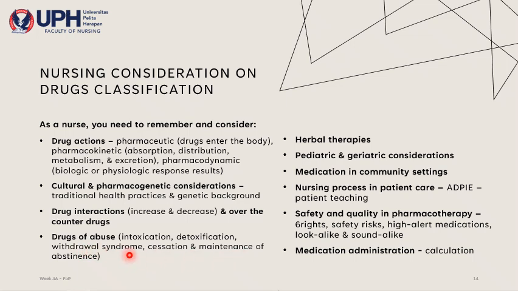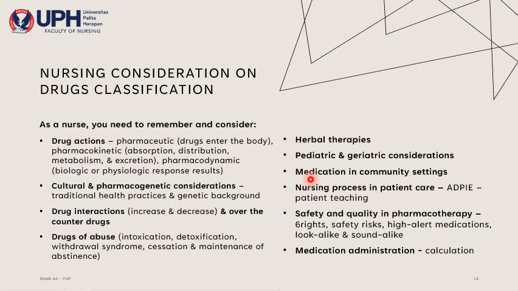the abstinence. You as a nurse also need to consider if your patient is very used to herbal therapies, as well as when you are handling pediatric patients, you have to always adjust the dose. You'll learn more in pediatric nursing about adjusting the pediatric dose, as well as what to do with the pediatric patients. And also, if you're handling geriatric patients, you'll also learn this in geriatric nursing in the future. But then you have to really consider that as your patients age, there are a lot of considerations because the organs are also aging.